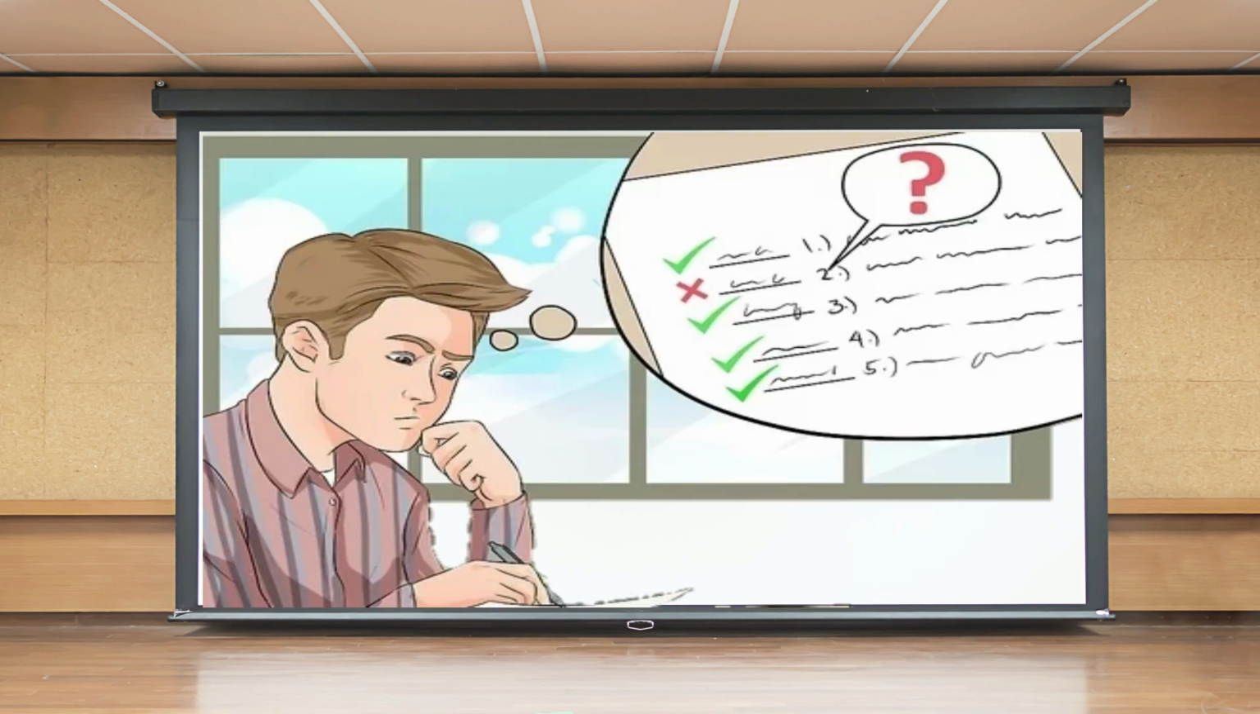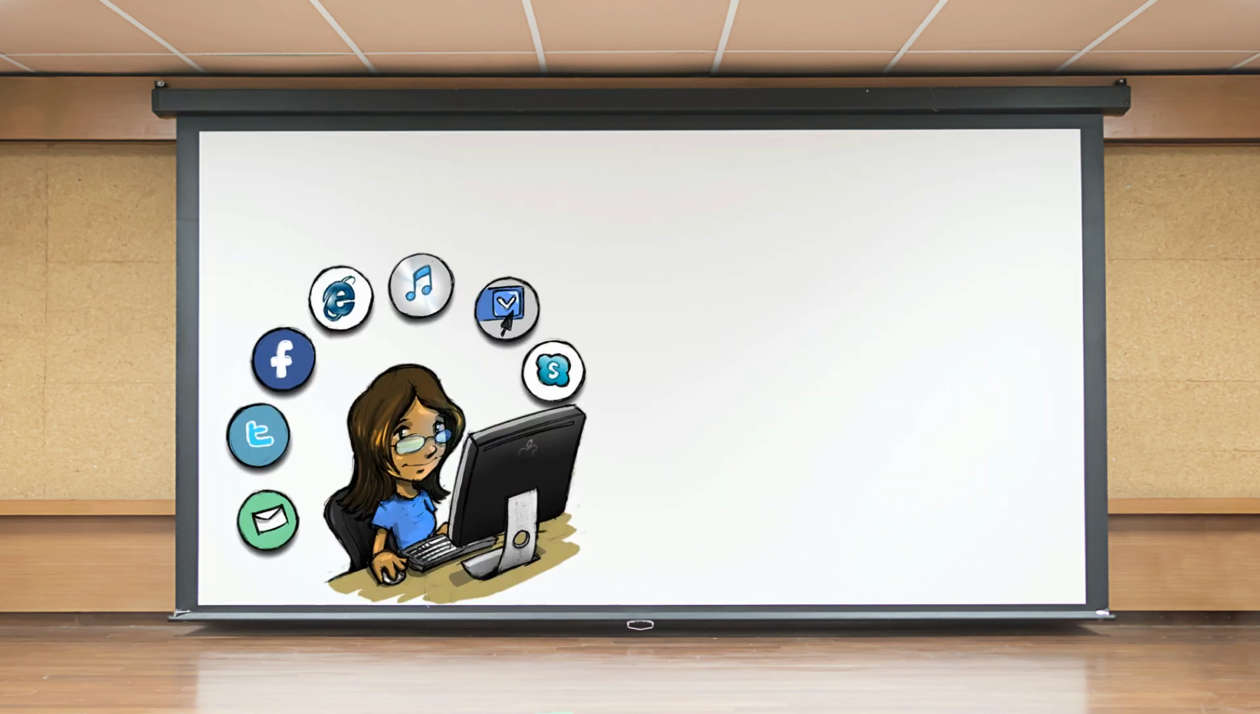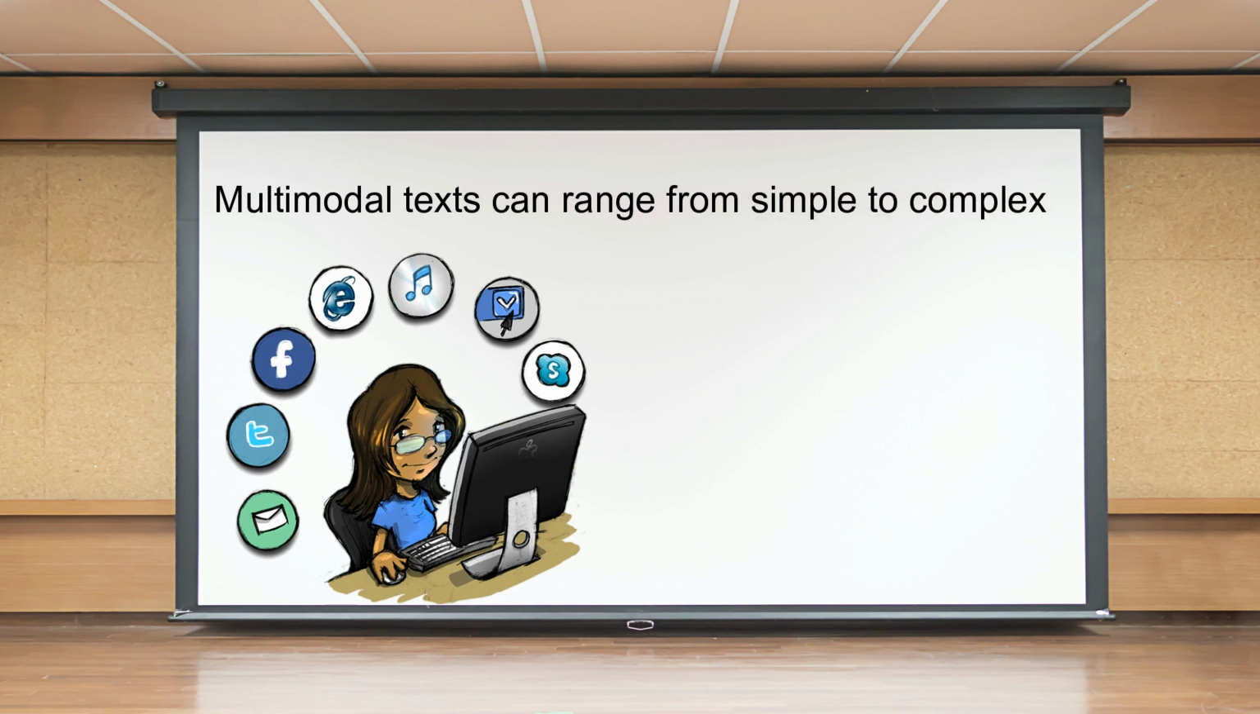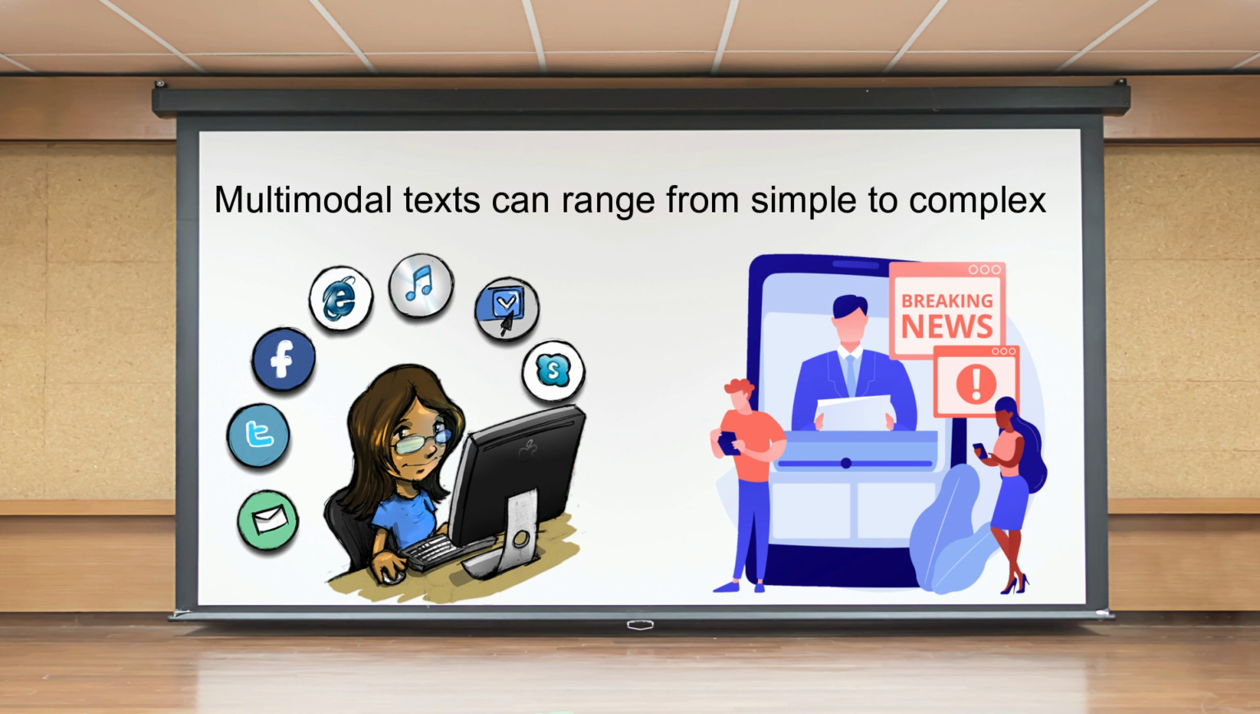Processing information in multimodal text is one thing, while composing an example of multimodal text is another. Multimodal texts can range from simple to complex, with a level of complexity usually depending on what modes to combine, understanding the interconnections between these modes, and what platforms or technologies to use. The table shows examples of different multimodal texts.